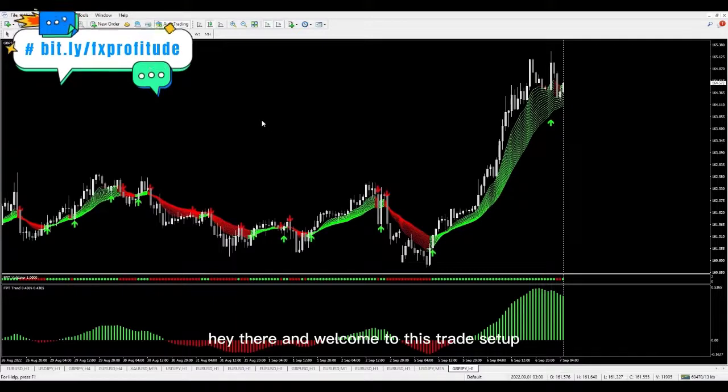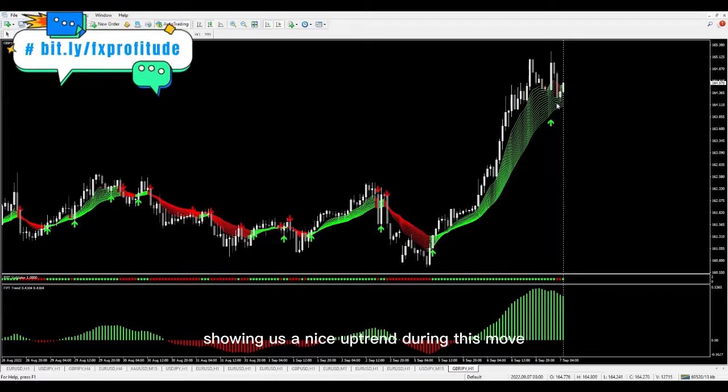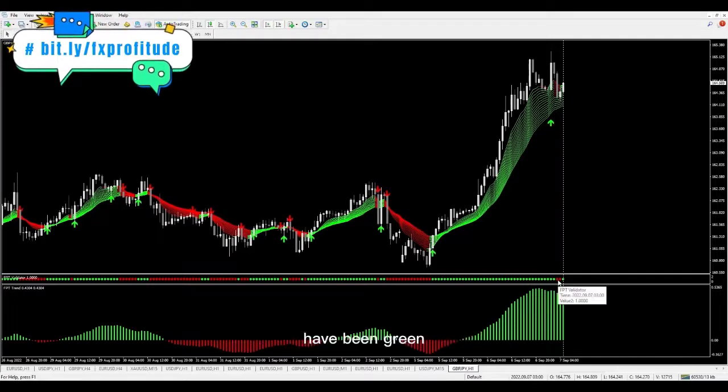Hey there, and welcome to this trade setup on the pound Japanese yen. This is the 1 hour time frame. Now we've got the Profitude array moving up. It's green and has a nice separation to it, showing us a nice uptrend. During this move, the other indicators, the validator dots and the trend indicator, have been green, and that is showing us that we do have a very nice bullish move.